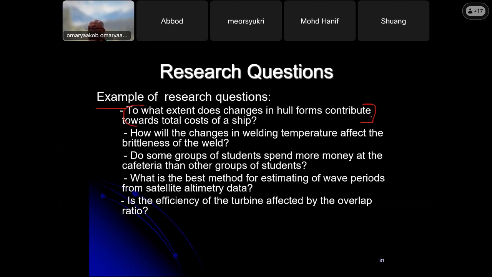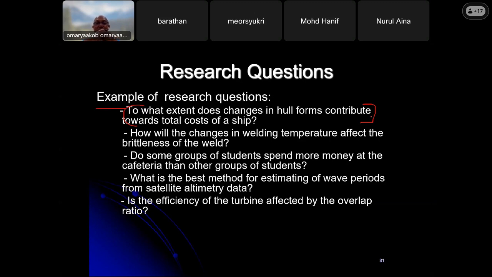Baratan? To study about the brittleness of weld corresponding to its welding temperature. Okay, good. Nuraina, first. To determine the optimum welding temperature that can affect the brittleness of the weld.